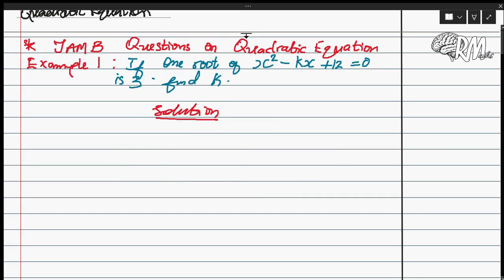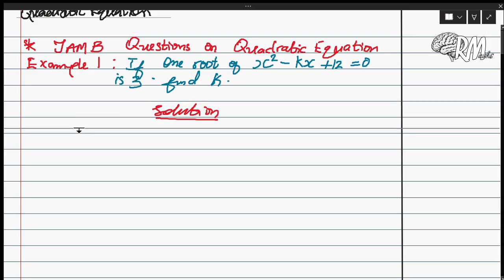So let's see this common JAMB question of quadratic equations. For those of us that are also preparing for JAMB, these are the possible questions they can ask you under quadratic equation. Example 1, which says if 1 root of x squared minus kx plus 12 equals 0 is 3, find k. What they're trying to tell us is that they've actually found one root. So they found one of the x, so it remains the second x. How do we find the second x?